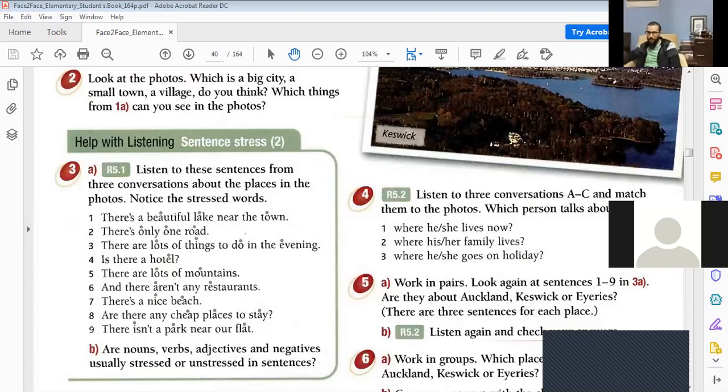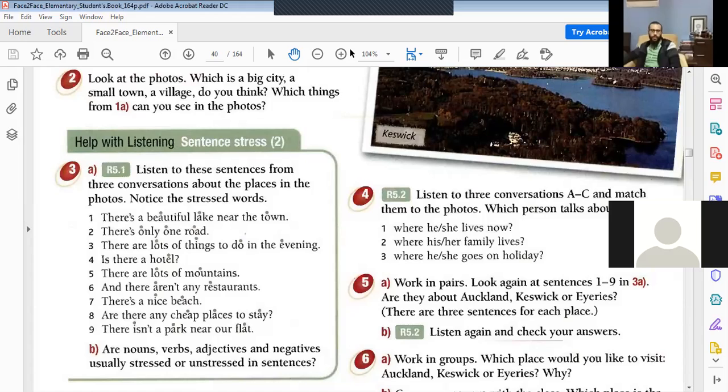1. There's a beautiful lake near the town. 2. There's only one road. 3. There are lots of things to do in the evening. 4. Is there a hotel? 5. There are lots of mountains. 6. And there aren't any restaurants. 7. There's a nice beach. 8. Are there any cheap places to stay? 9. There isn't a park near our flat.